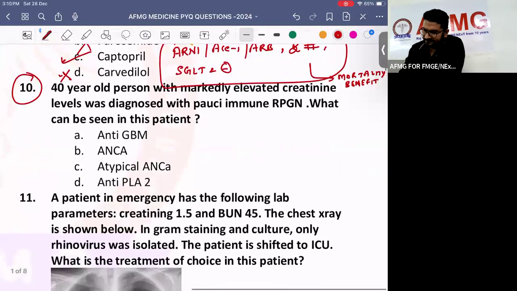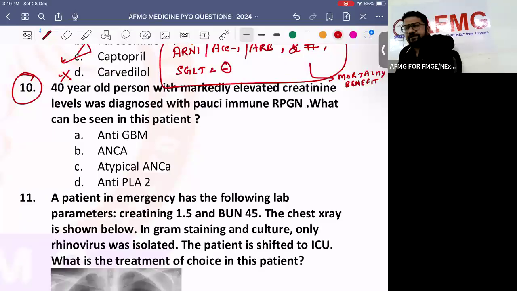Okay, try to answer next one. 40-year-old person with markedly elevated creatinine levels. तो पहला hint MCQ का, young person है, क्या बढ़ा हुआ है? Creatinine. Creatinine is increased, it means patient is having some kidney damage. Diagnosed with post-immune RPGN. ये हमने पढ़ा था? नहीं पढ़ा था? Post-immune RPGN. Nephritic nephropathy we have not studied.